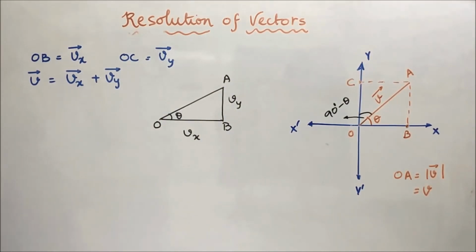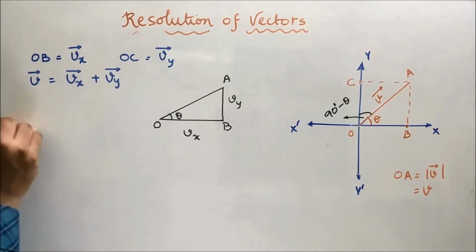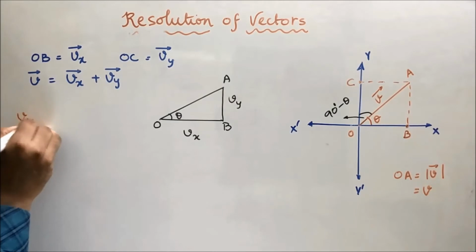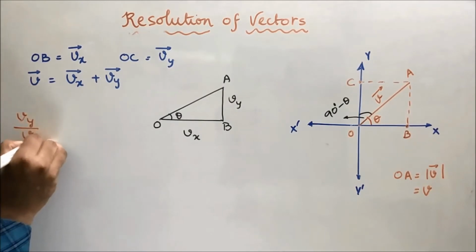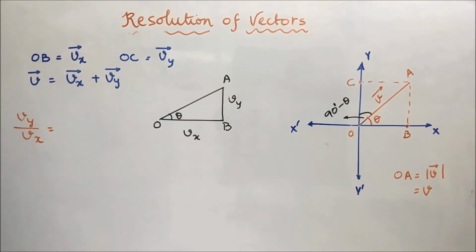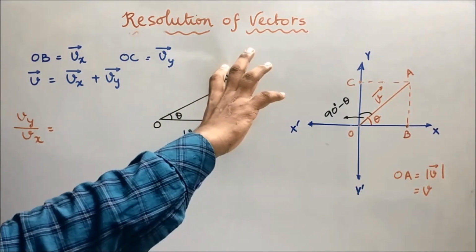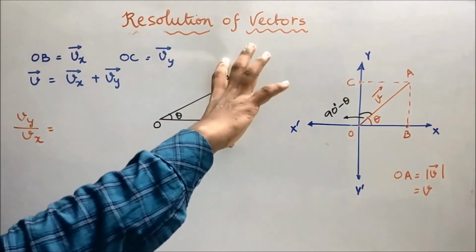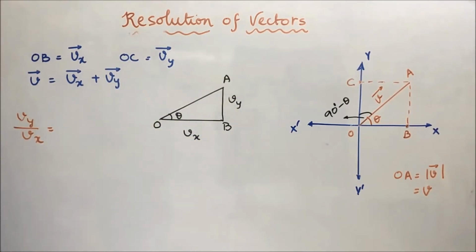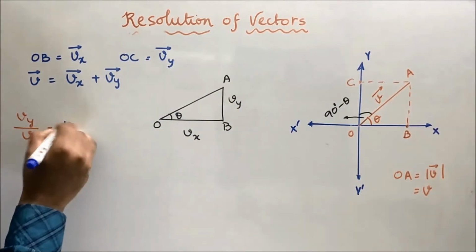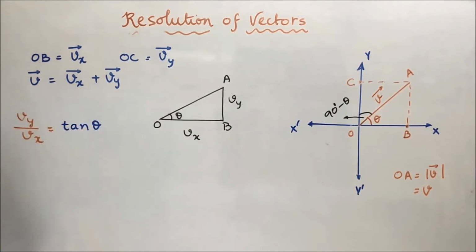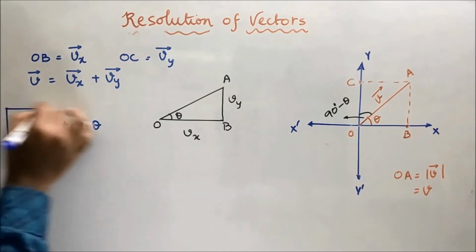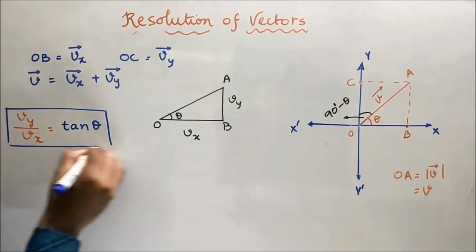Now by using trigonometric ratios, what is Vy by Vx? Vy is the perpendicular, Vx is the adjacent side, so perpendicular side by adjacent side, that is tan theta. Let us write it as equation number 1.